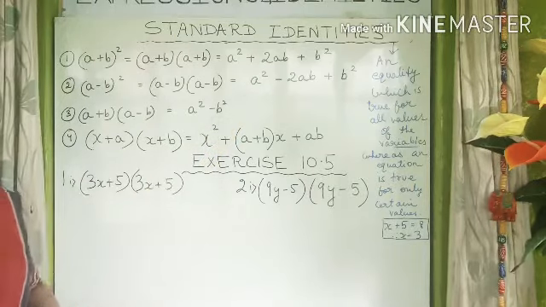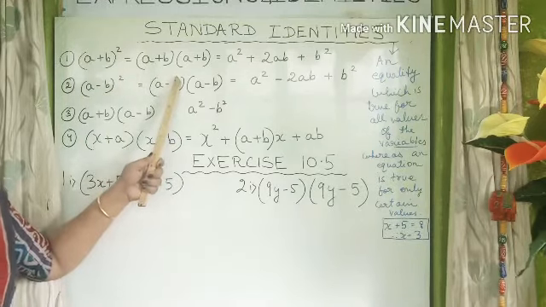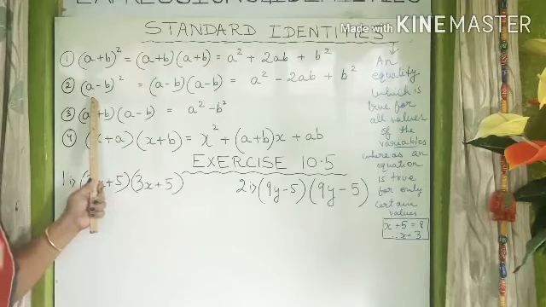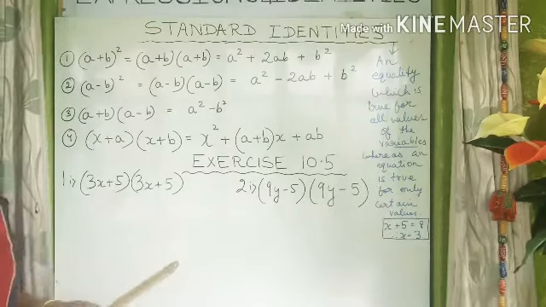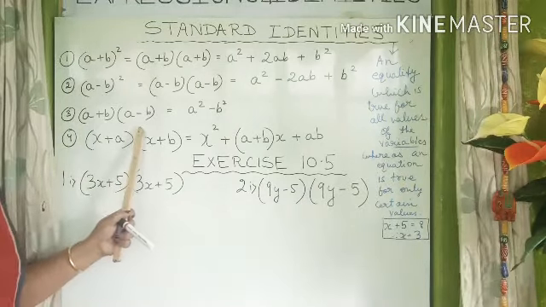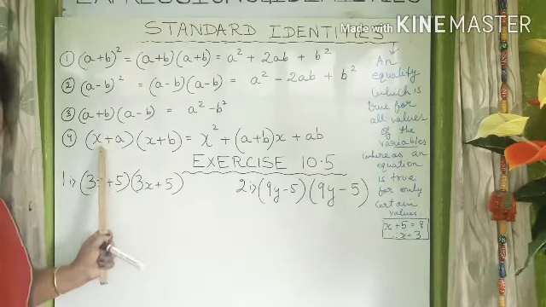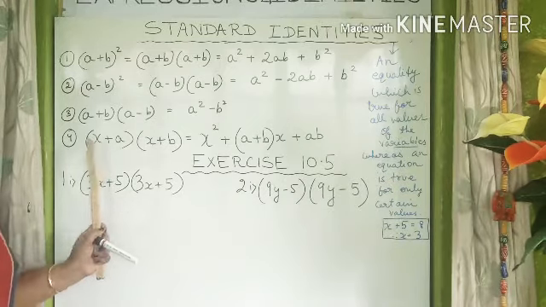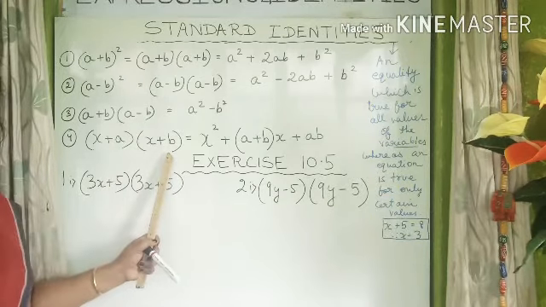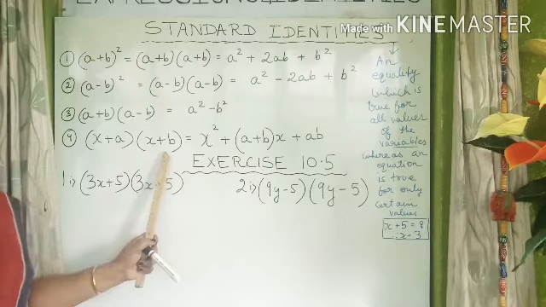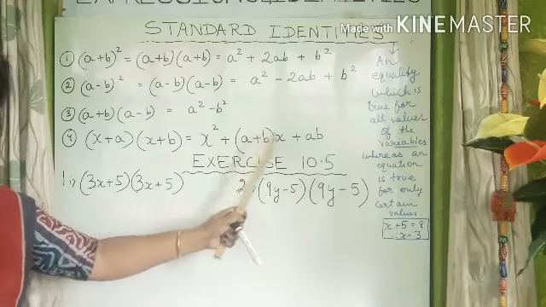So all 4 identities, children. The first one, a plus b whole square, what do we get? A square plus 2ab plus b square. A minus b whole square, a square minus 2ab plus b square. The third identity, a plus b into a minus b, what do we get? A square minus b square. And the fourth, the last identity, x plus a into x plus b. You can see only the first factor is the same here. The second factor of this and the second factor of that one are different. What will be the identity after solving? You will get x square plus a plus b into x plus ab.